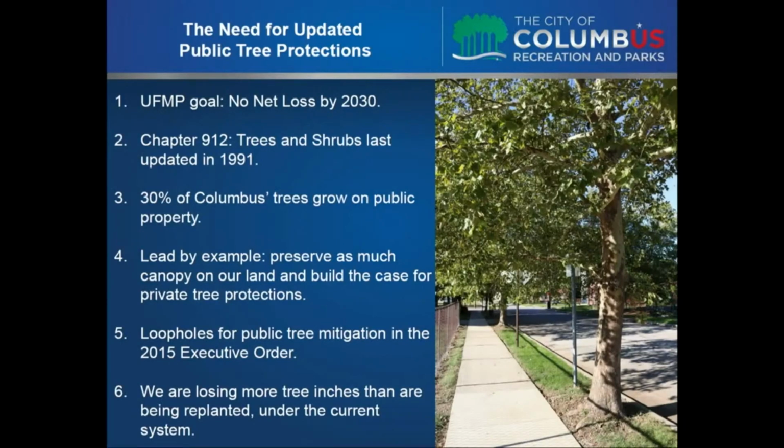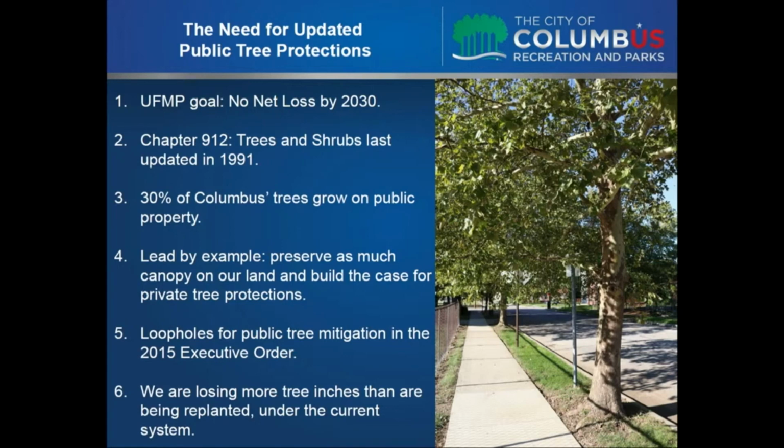So when we embarked upon this project, there were several reasons that we wanted to, beyond just it being an action in the Urban Forestry Master Plan, take on this work. So I already mentioned the no net loss goal. We see protecting public trees as really important for stopping net canopy loss. But some other reasons were that Chapter 912 that covers trees and shrubs was last updated in 1991, so we wanted to take a good look at that code and modernize it.